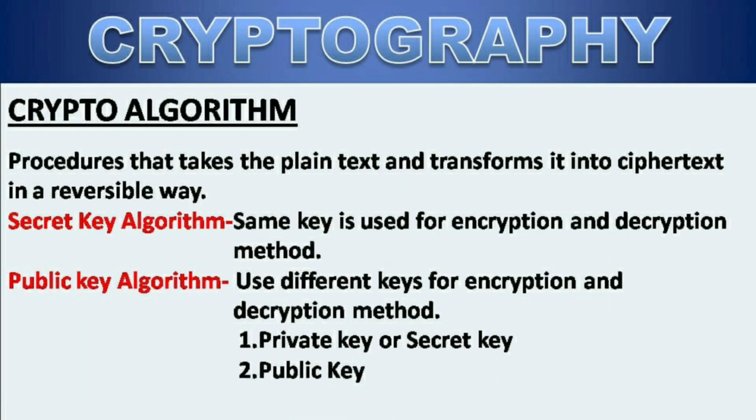Now what is a crypto algorithm? It is a procedure that takes the plain text and transforms it into ciphertext in a reversible way. It can be divided into two: secret key algorithm and public key algorithm. In a secret key algorithm, the same key is used for the encryption and decryption methods, but a public key algorithm uses different keys for encryption and decryption. The first is the private key or secret key, and the second key is the public key.